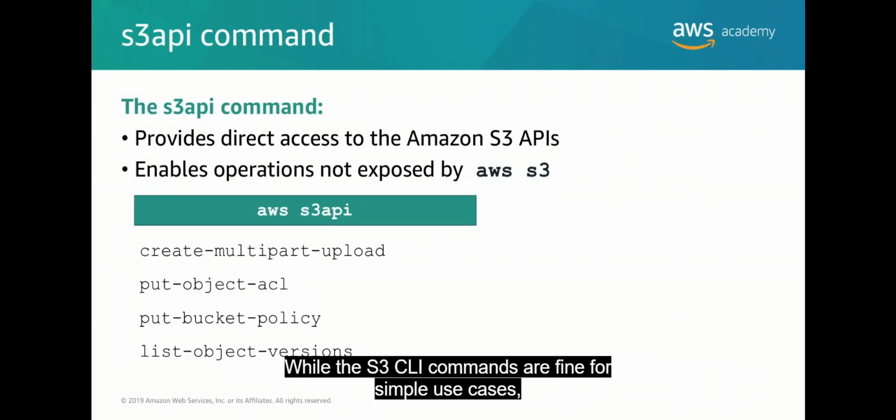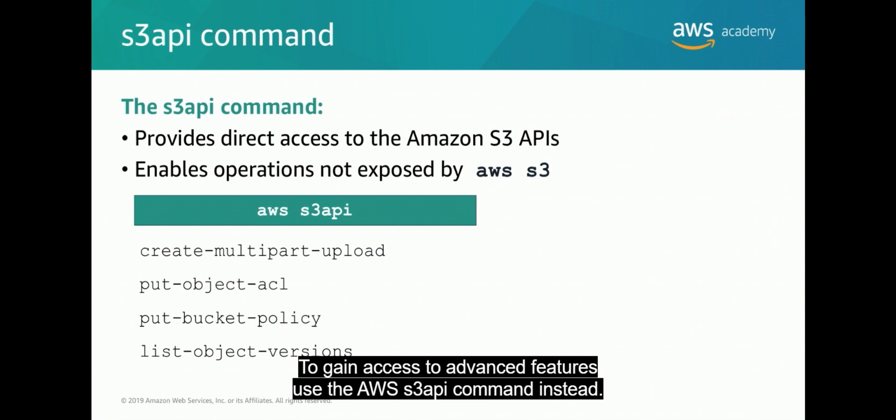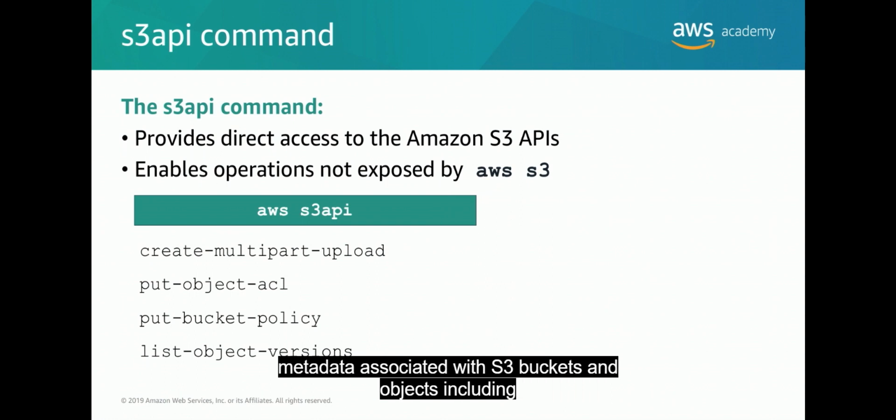While the S3 CLI commands are fine for simple use cases, they do not expose the full feature set of Amazon S3. To gain access to advanced features, use the aws s3api command instead. The S3 API supports manipulating the full range of data and metadata associated with S3 buckets and objects, including bucket policies, ACLs, multi-part uploads, and versioning.